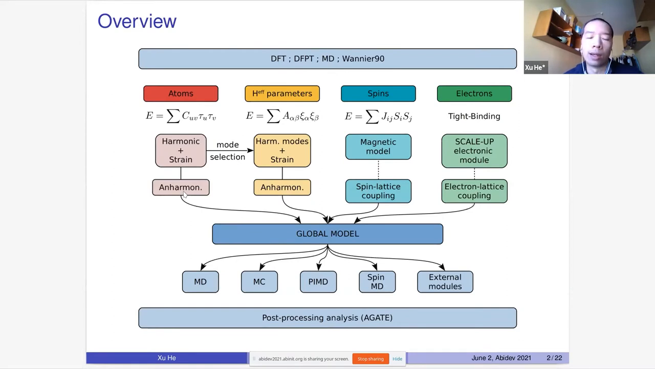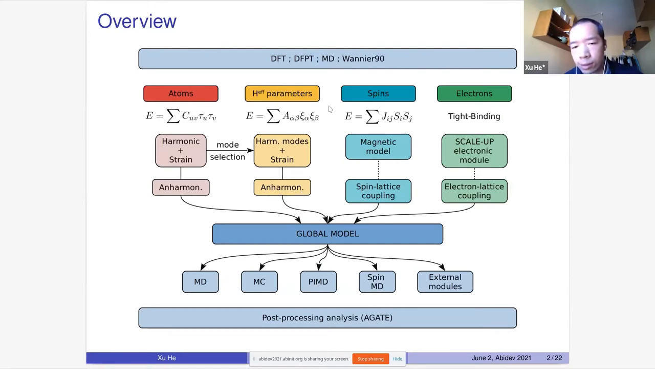Sometimes we are not interested in all of the phonon modes. We are only interested in some of them. We could do a selection of the modes. Then we could build, for example, the lattice Wannier functions. Then similarly, we could have the harmonic part and the strain. We could also have anharmonic interactions between the lattice Wannier functions.